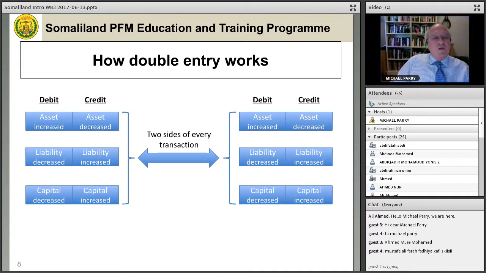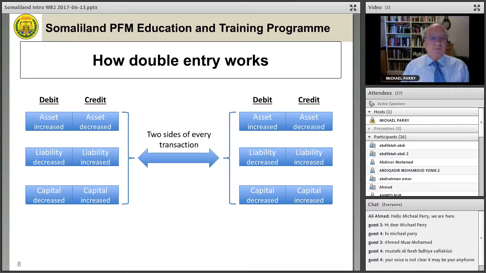It's quite difficult to understand the concept of double entry accounting, and we use 3 illustrations to try to explain it, although I think it becomes clearer when you look at the example we're going to go through. Basically, there are 3 types of items you have to be aware of: assets, liabilities, and capital. And any transaction or economic event will increase or decrease one of those, and will increase or decrease one of them on the other side of the transaction. Every transaction has 2 sides.